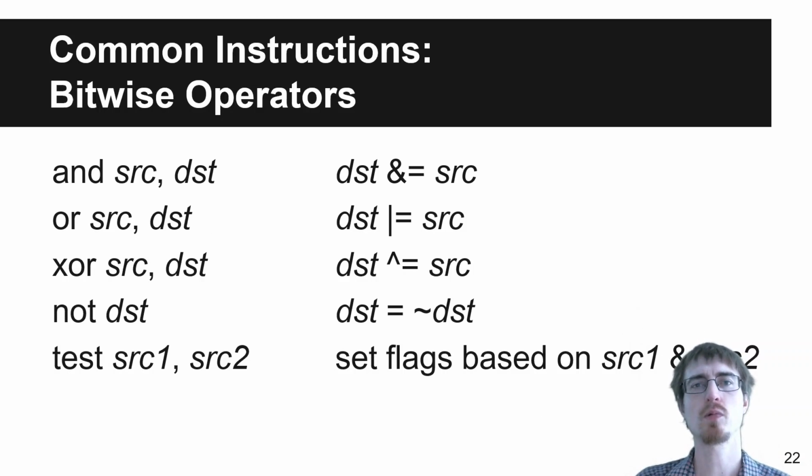Now, the bitwise operators are again fairly obvious. The AND operation performs an AND on every bit and stores the result in destination. The OR operator, the XOR operator, and the NOT operator all do essentially the same thing. And then finally we have test. So this one is equivalent to compare, but rather than a subtraction, it performs an AND operation. Right? So it allows you to, for example, mask some flags and then check what the result is.